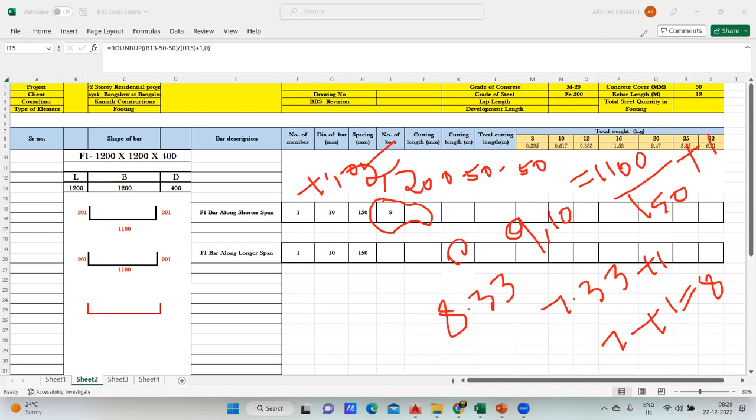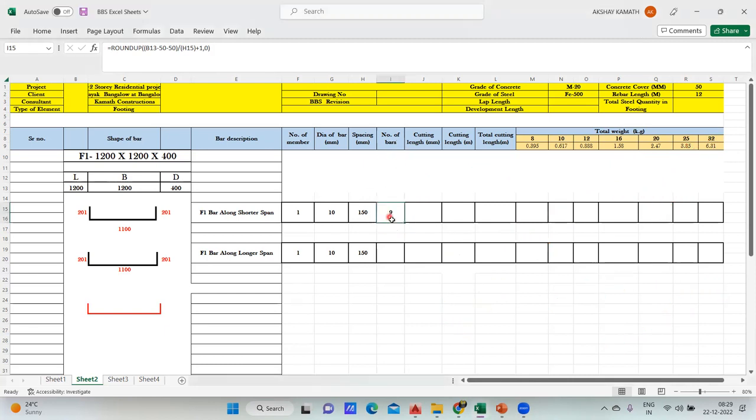You're getting my point. So always remember, whenever you do Excel, only for finding the number of bar, use this formula, round up, and the same formula, that is this thing. What is that? 1200 minus 50 minus 50, divide with the spacing along the shorter span, plus 1, comma 0 you have to do. If you do in this way, you'll find the number of bar. You got my point? Great.